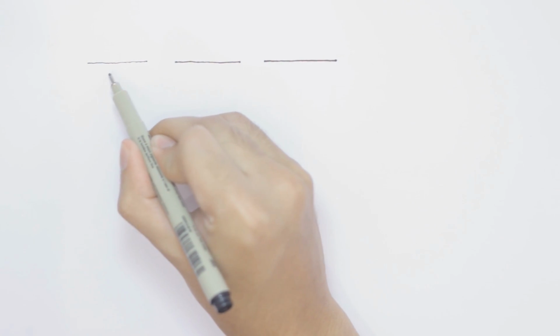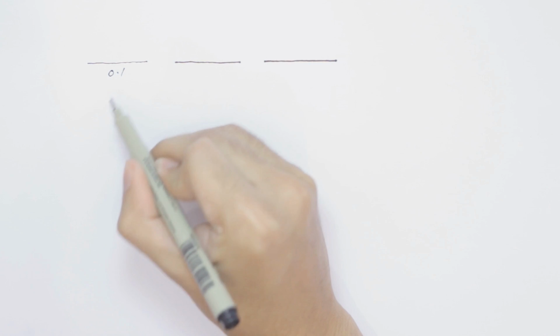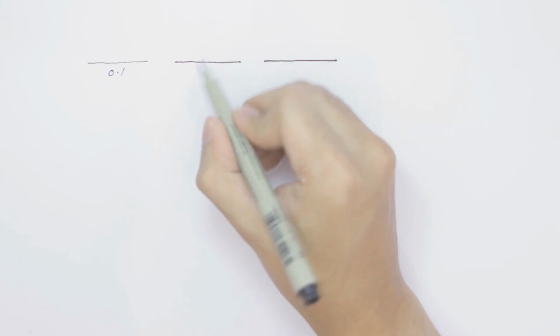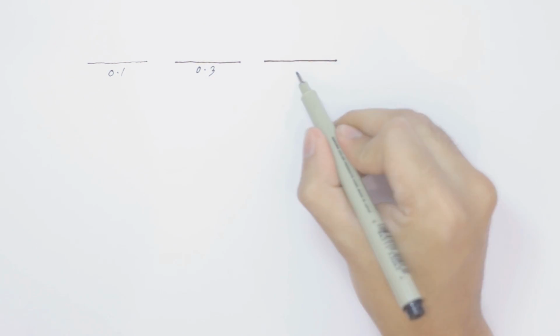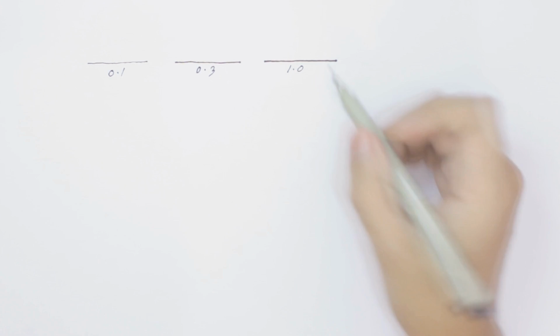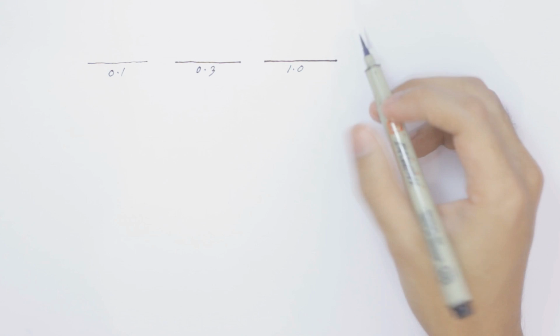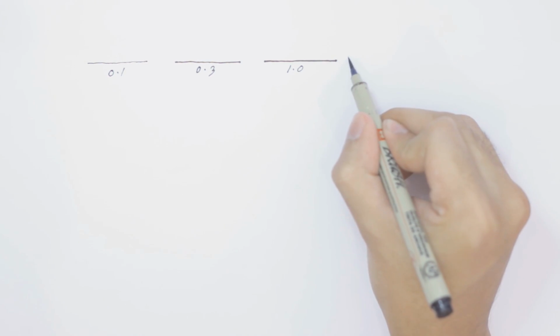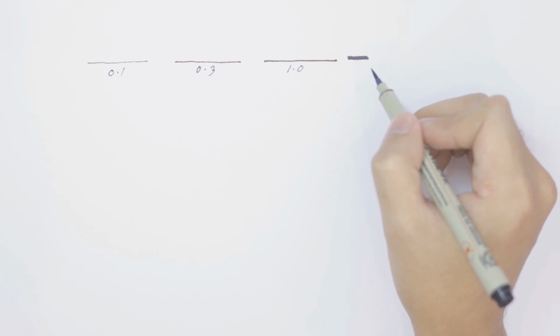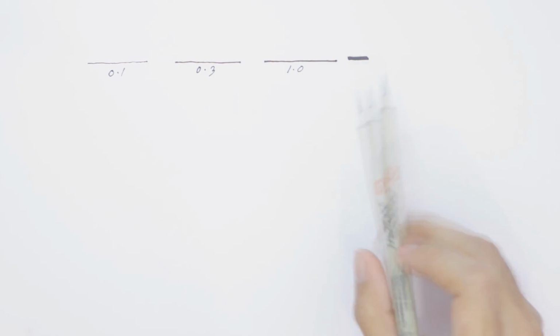Usually the fine line would be a 0.1 pen. This one is usually 0.3, and this one I'm currently using 1.0. But sometimes I even use a really thick line like this brush here to really emphasize the depth, but I won't be using this for now.